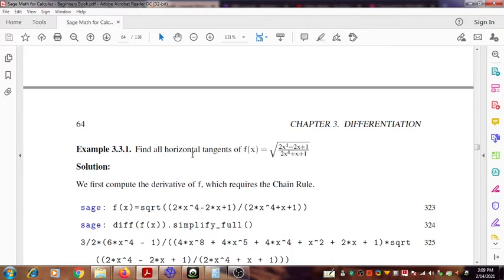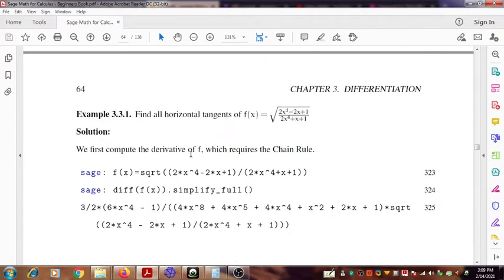I mean the inner expression is, inside the square root symbol, we have the expression 2x^4 minus 2x plus 1 in the numerator and 2x^4 plus x plus 1 in the denominator. Let's see the outline of the solution of this problem.